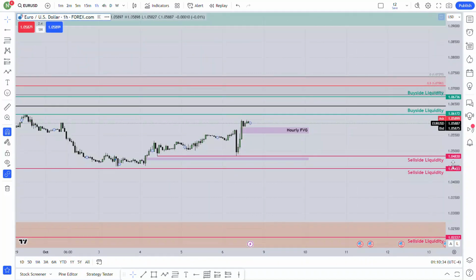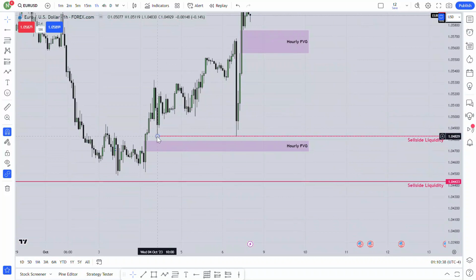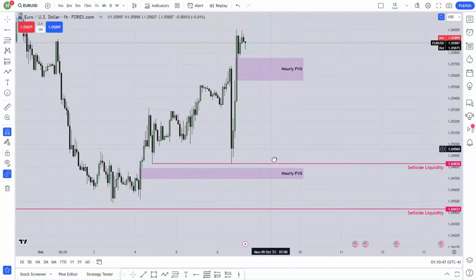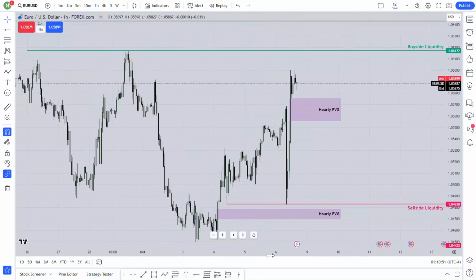Let's go to 1 hour chart. Here is your 1 hour chart, and if you go to the 1 hour chart, you see this low and this low, they are relatively equal low, almost the clean low. Just below this low there is a very nice hourly fair value gap as well. Right now market is over here. I want to see how it reacts.